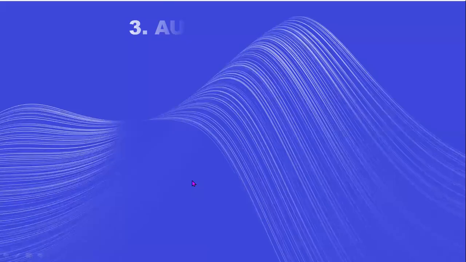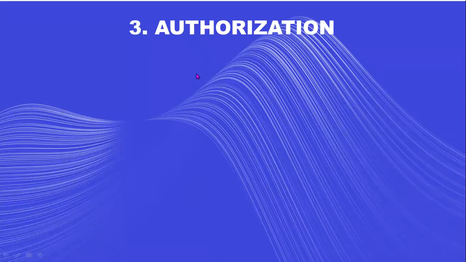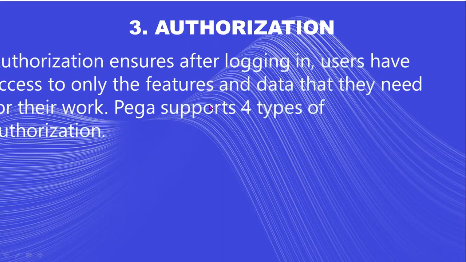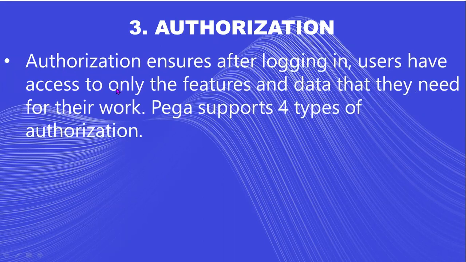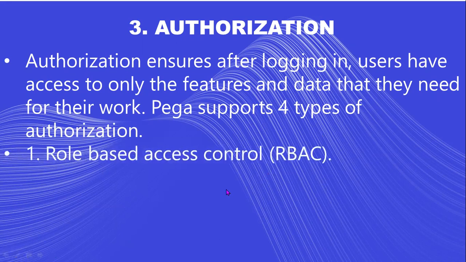And then the third one is authorization. Authorization ensures that after logging in, users have access to only the features and data that they need for their work. PEGA supports 4 types of security. The first one is data encryption. The second one is authentication, which means the user has already logged into the application. Now the authorization: after logging into the portal, we restrict the user to access only specific functionality, not the complete functionality of the application.